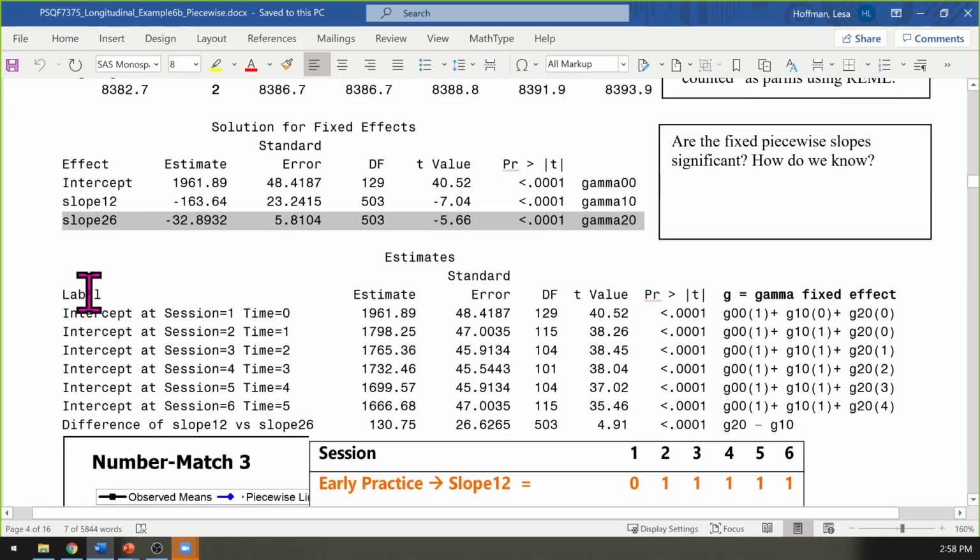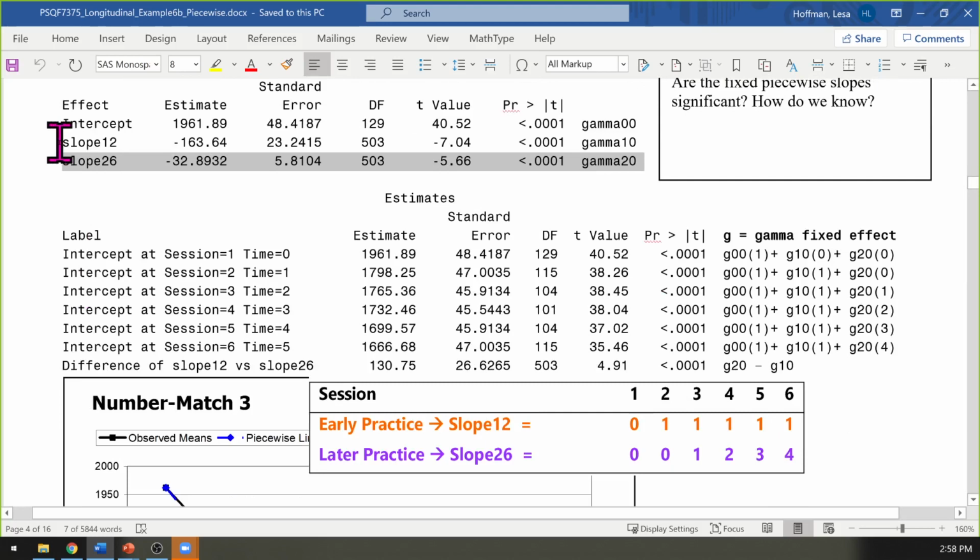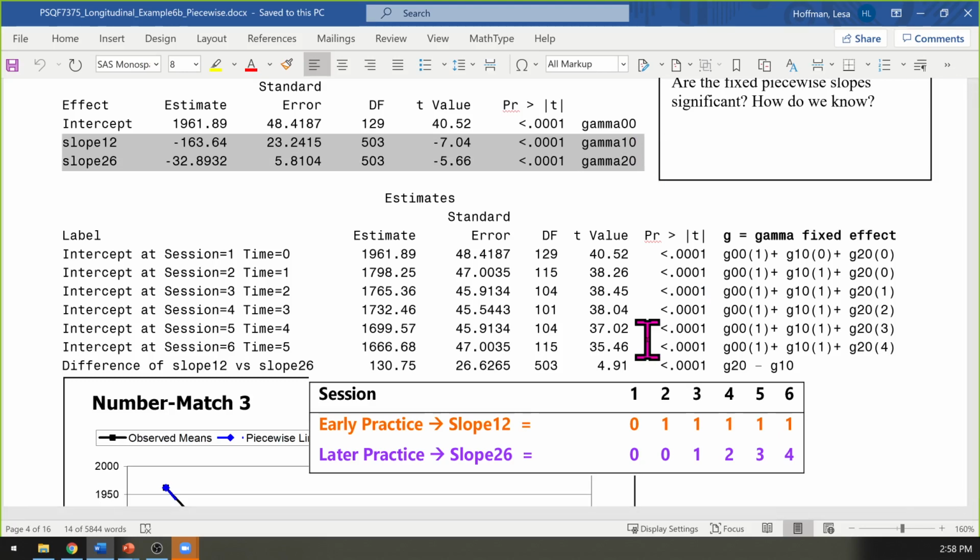Do you see anything on this page that would allow me to answer the question, do I really need 2 slopes, or can I just smush them together and call it good? Because 163 and 32, are those really different? They kind of look different, but I can't really tell from this. What do you think?